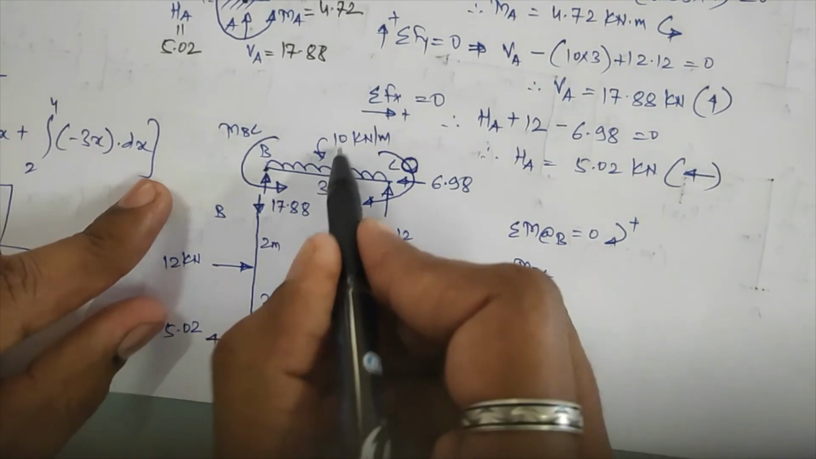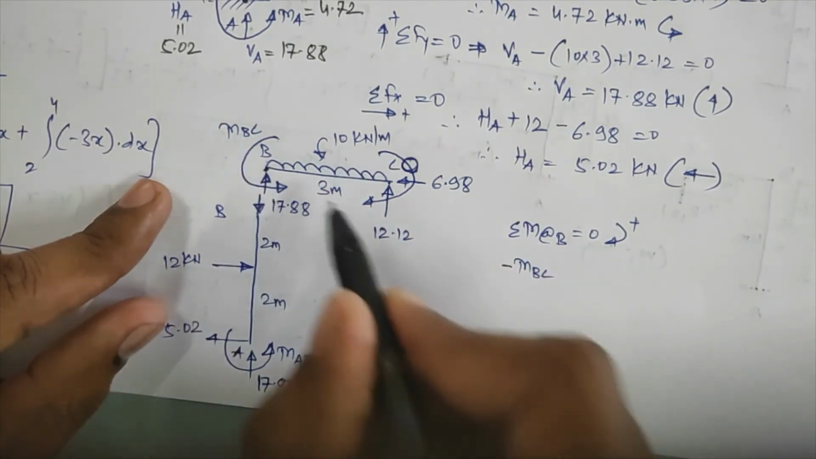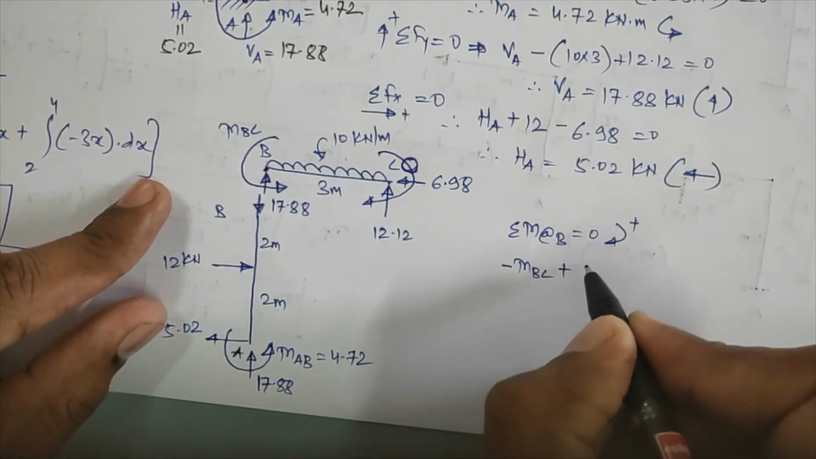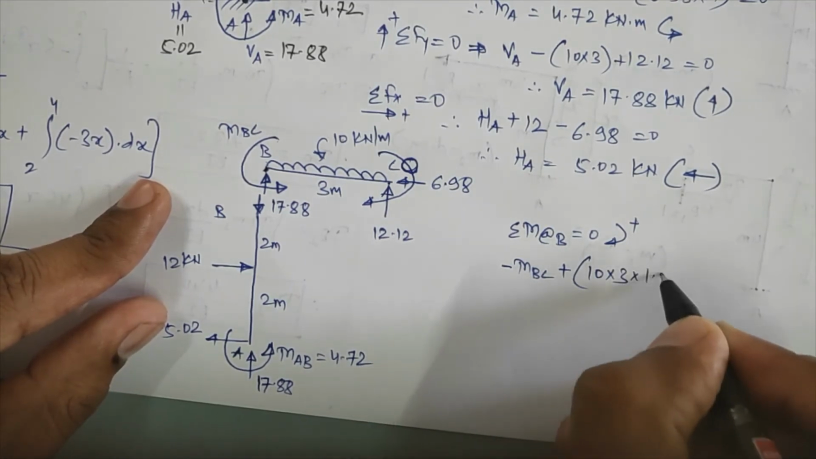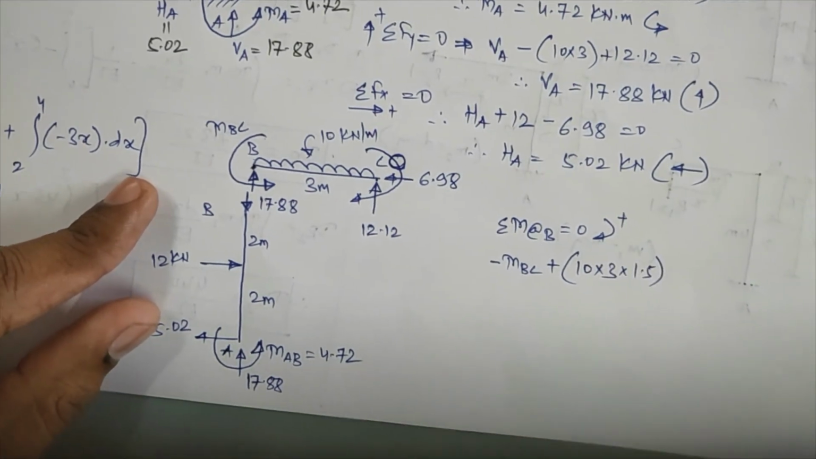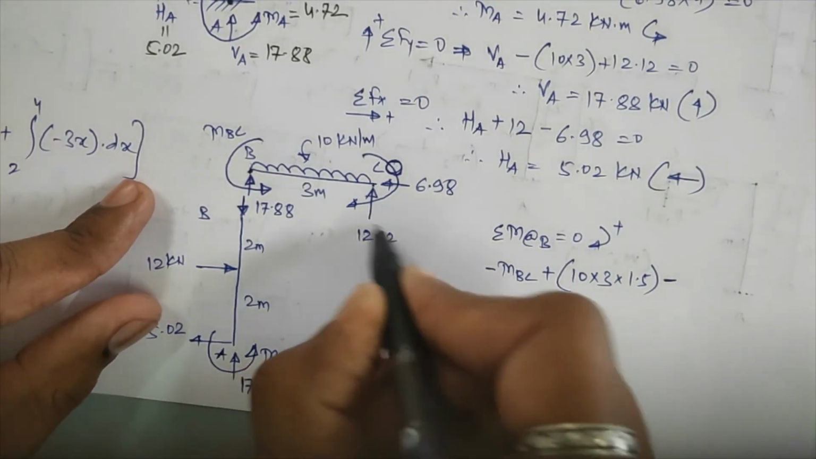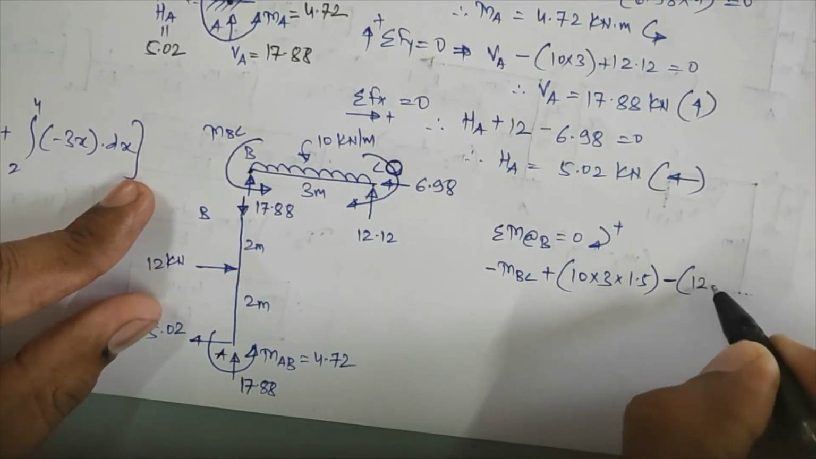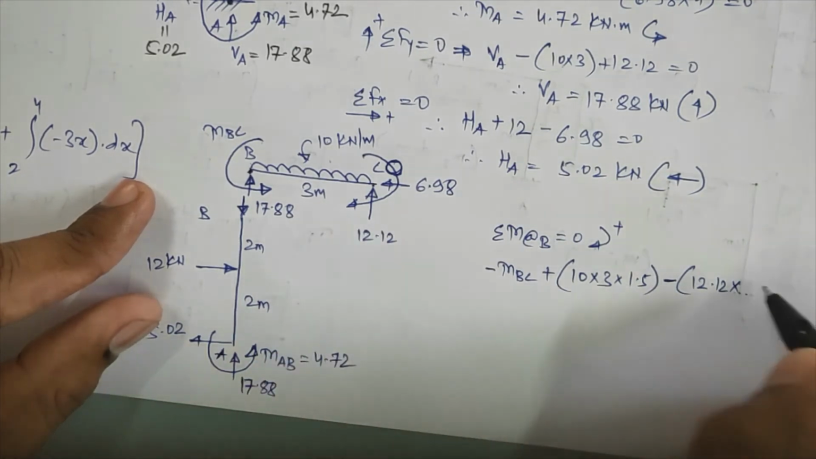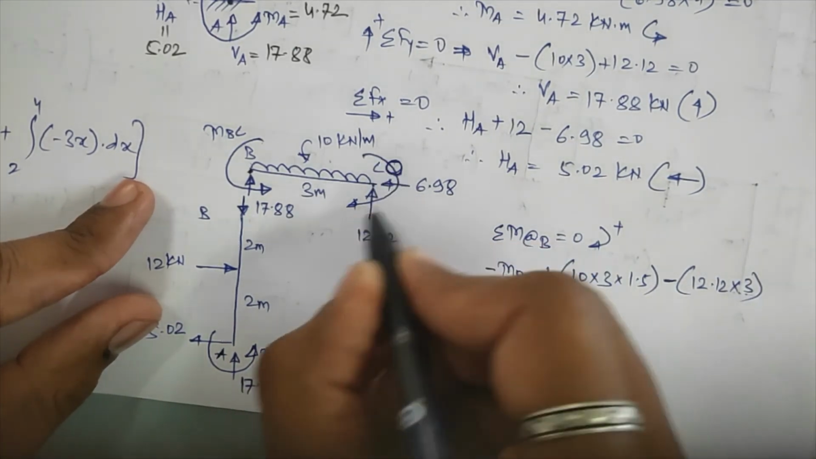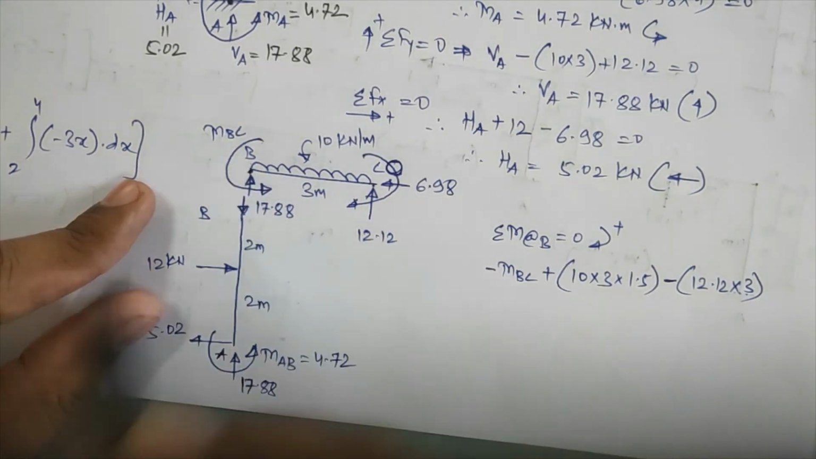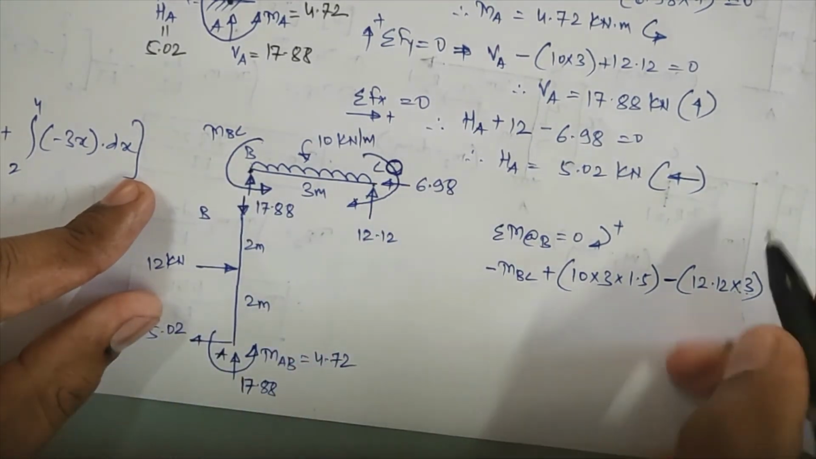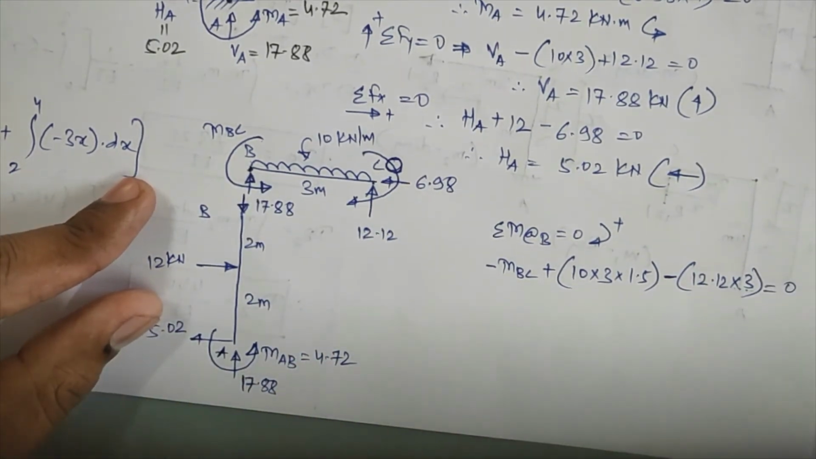Next, moment of this UDL along this point B, that will be clockwise in nature. So plus 10 into 3 into 3 by 2, that is 1.5. Right? Next, moment of this 12.12, that will be anti-clockwise in nature. So 12.12 into 3 plus this 0, and moment of 6.98 will be 0 because its lever arm, or perpendicular distance, will be 0, is equal to 0.